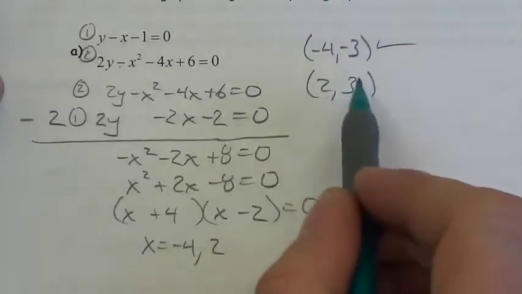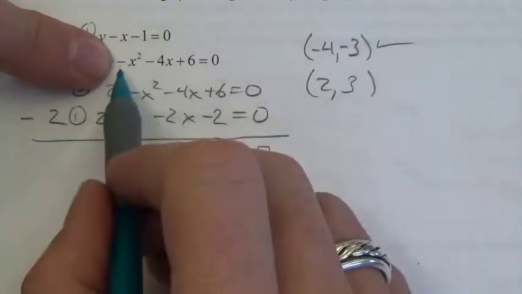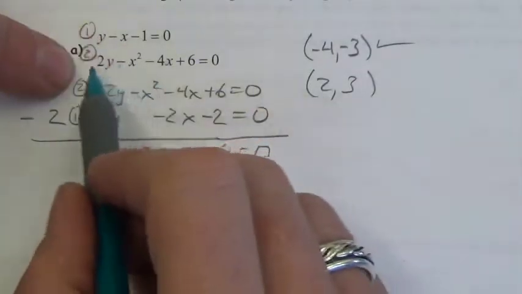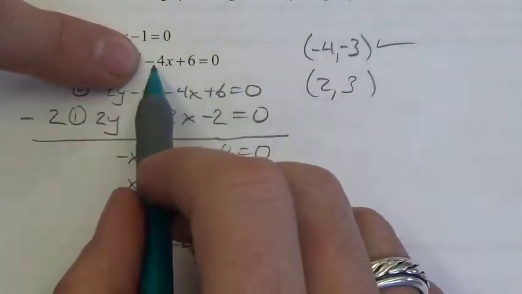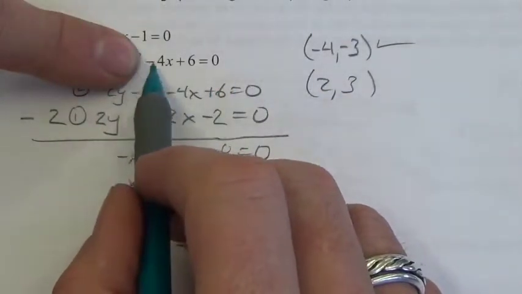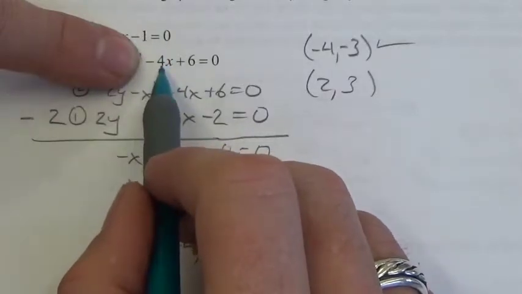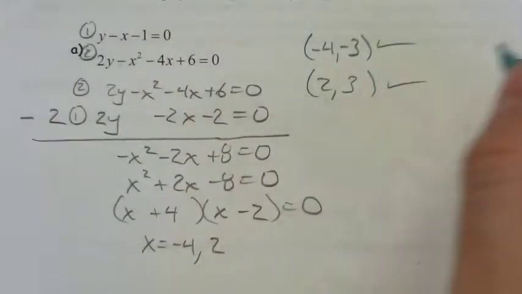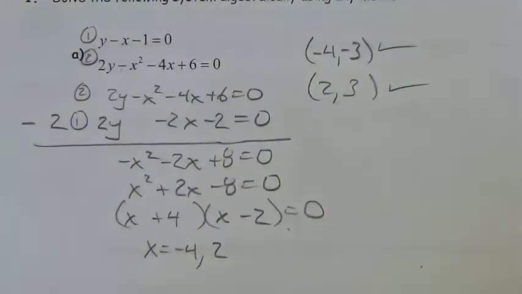Let's try this one. 2 times y is 6, because y is 3. X squared is 2, so 6 minus 4. Okay, 6 minus 4 is going to be 2. Negative 4 times 2 is going to be negative 8. 2 minus 8 is negative 6. Plus 6 is 0. There you go. So the point 2, 3 also works. Both of those are solutions to the system. Wonderful.